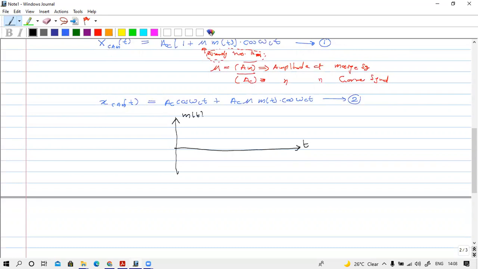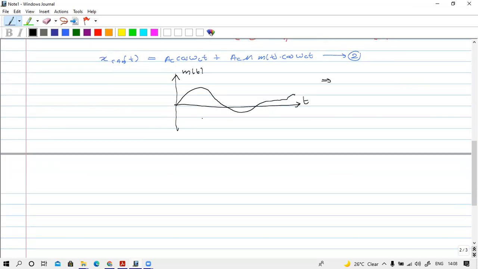say this is our message signal. It is like this or something. Normally a voice signal is like this. You can remember that the audio signal is just like this. It is somewhat complex to interpret and understand, so we will consider a simple signal. So this is our message signal.